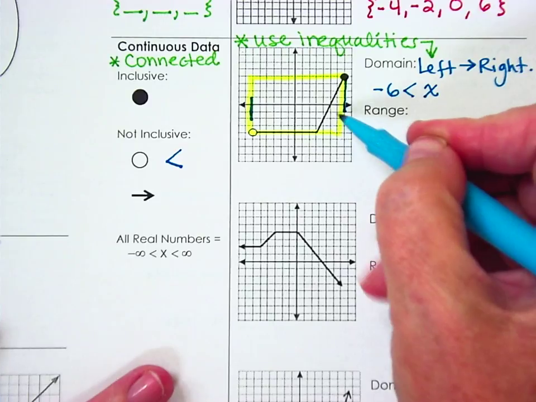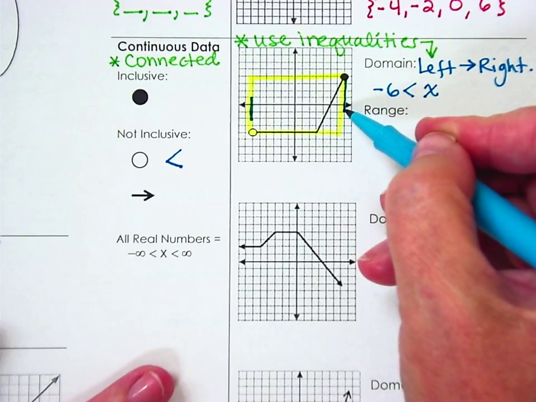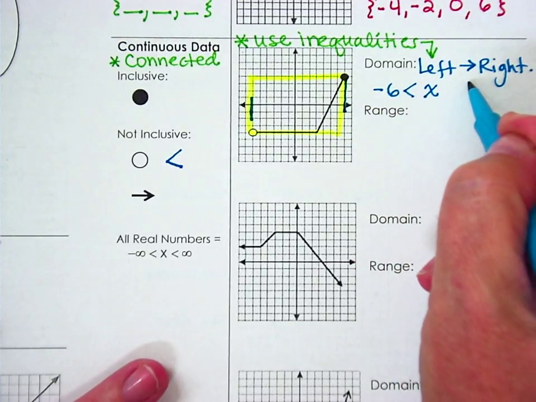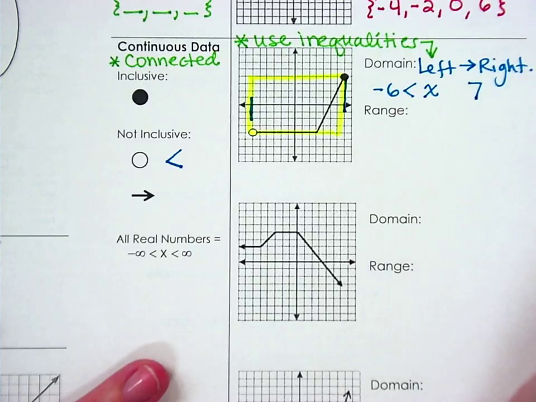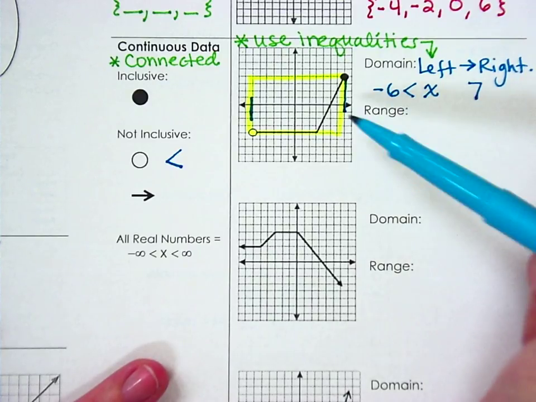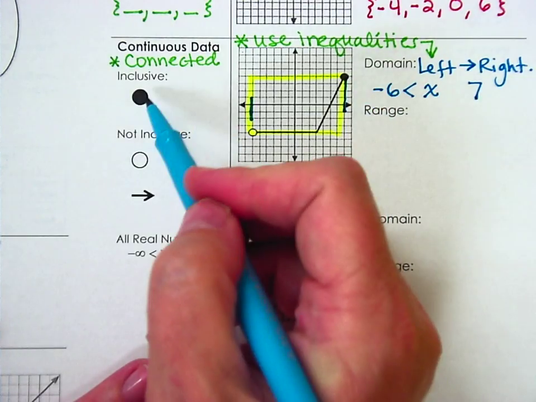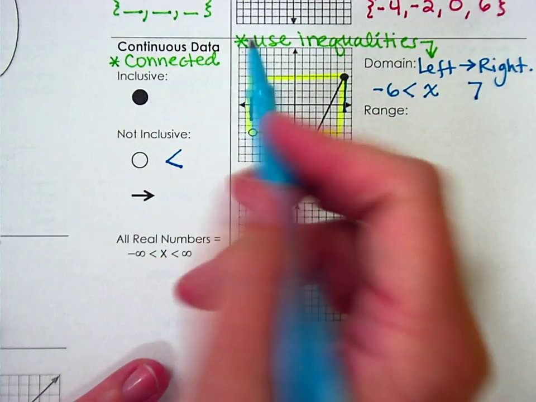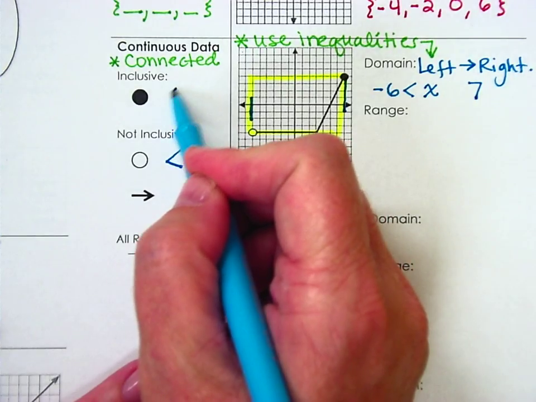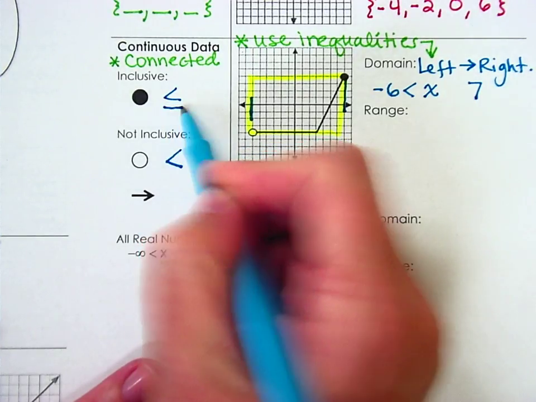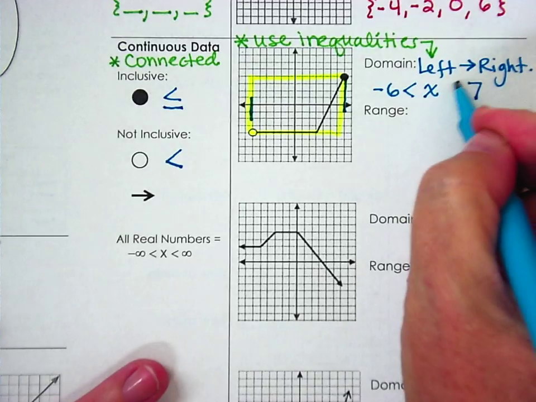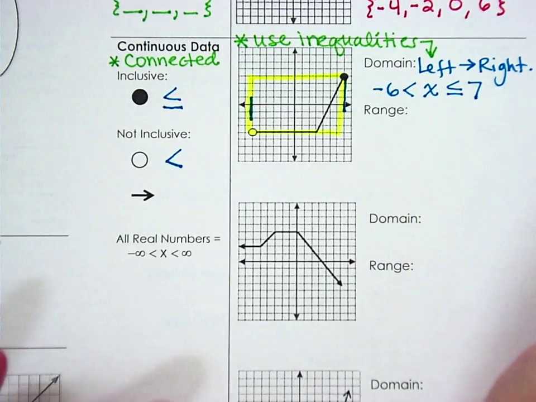And this endpoint, this value is at +7. But I need to decide what type of inequality to put in there. So I look at the fact that I have a closed endpoint here, a solid endpoint. So that means that this 7 is inclusive in my domain. So I'm going to go ahead and put it equal to. So it's less than or equal to.